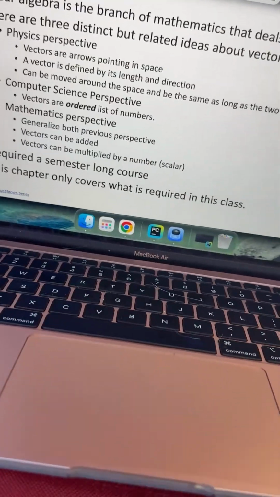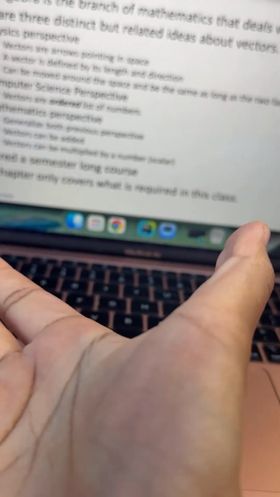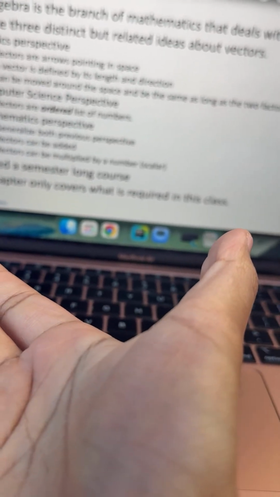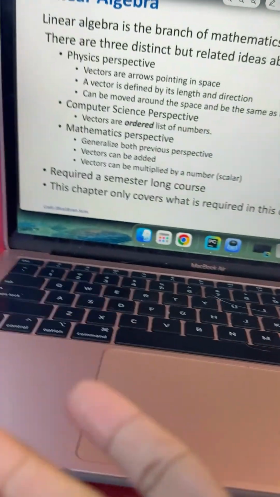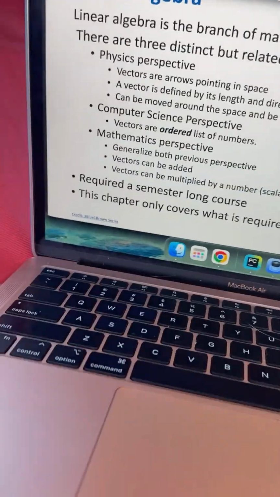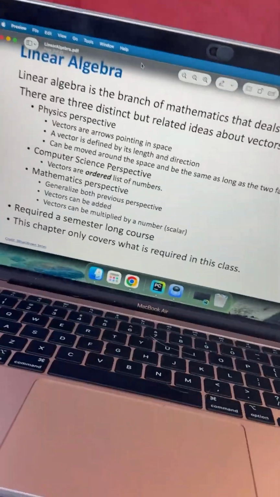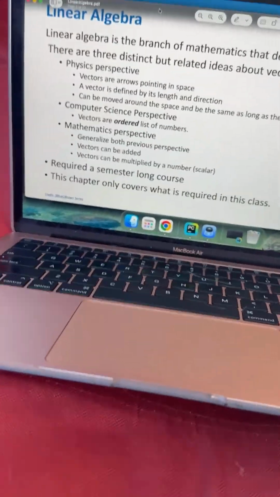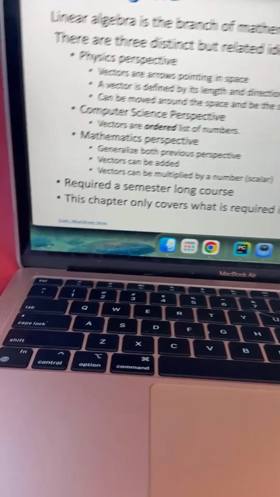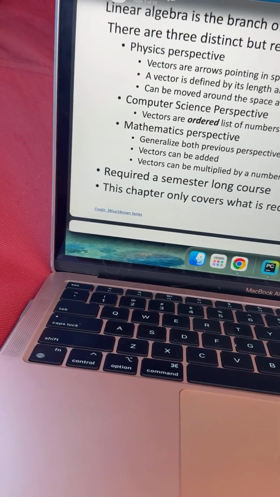So in the computer science perspective, vectors are ordered lists of numbers. It has to be ordered. The mathematics perspective generalizes the previous perspectives, both of them. So a vector can be added, it can be multiplied by a scalar, and it requires a semester-long course, but let's do what's only required here.